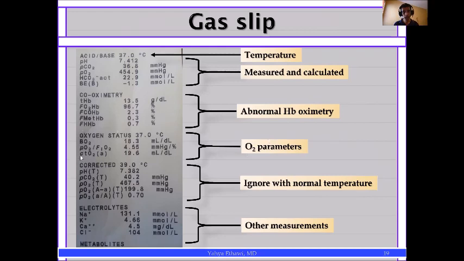Then you will have something about the oxygen. So you will see total hemoglobin. You will see the oxygen, sorry, not hemoglobin, and you can see the corrected total oxygen.